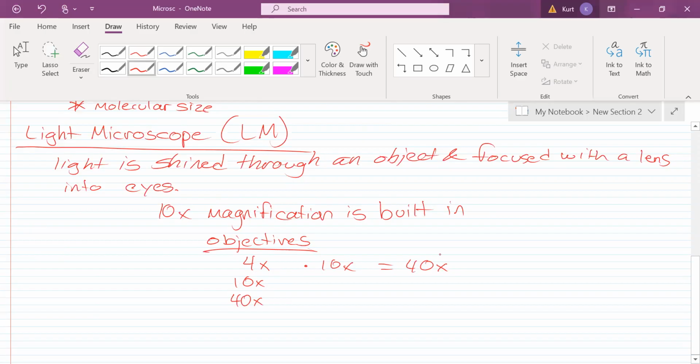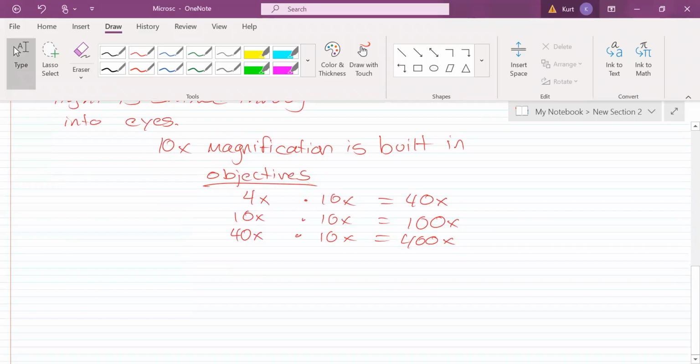So when you set it up to look at the 4 times magnification, you're actually going to be doing 40 times. 10 times 10 is 100 times, and 40 times 10 is 400 times. So you're definitely looking at things your eyes are not physiologically capable of seeing because it's too small. The only cell of the human body that you can actually see without a microscope is the human egg cell. It's just at the threshold of visible versus, I don't want to say invisible, but non-visible. It's the biggest cell of the human body.